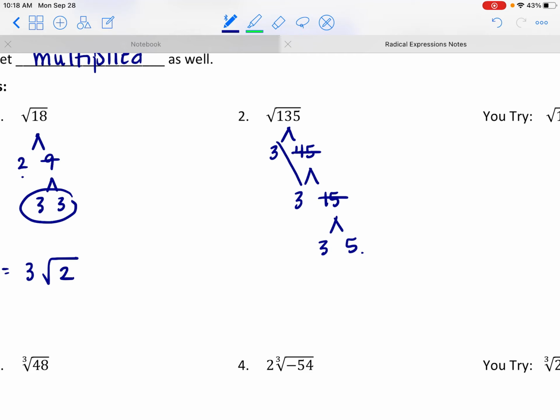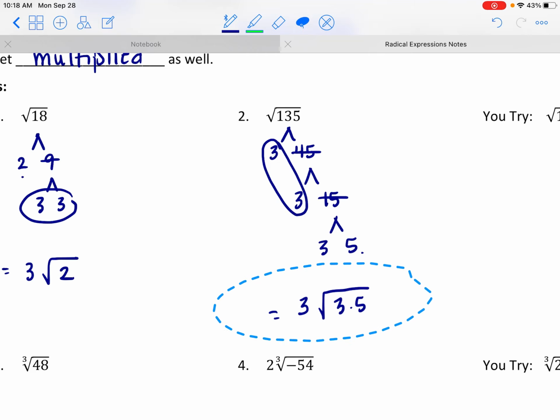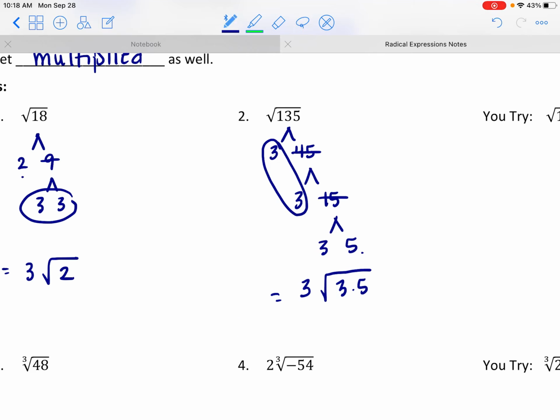So now I'm looking for pairs, and I have one. So that pair of 3's really represents 9. And what's the square root of 9? It's 3. So that pair of 3's tells me a 3 can come out of the radical. And then the 3 and the 5 that are left over, they're going to stay in the radical. And if we have multiple numbers that stay in or come out, then we're going to multiply. So final answer here is going to be 3 and then radical 15.